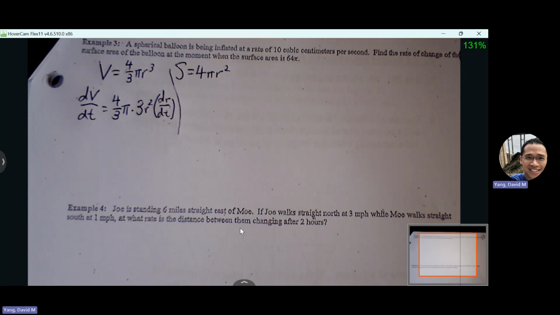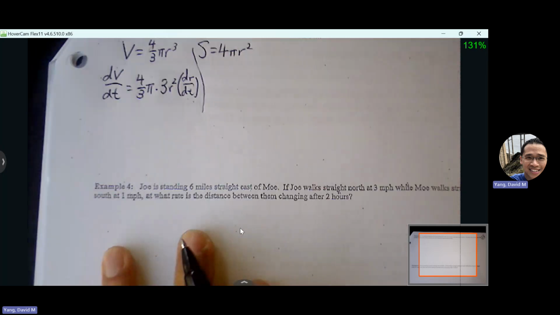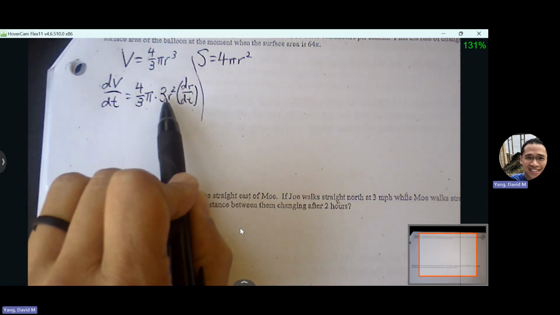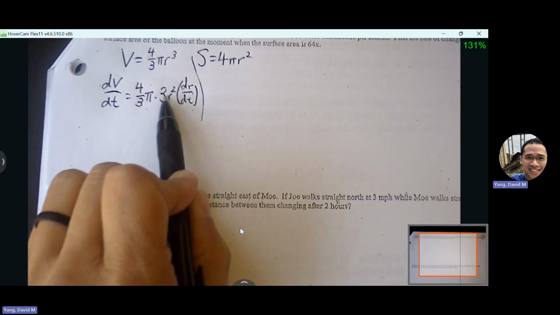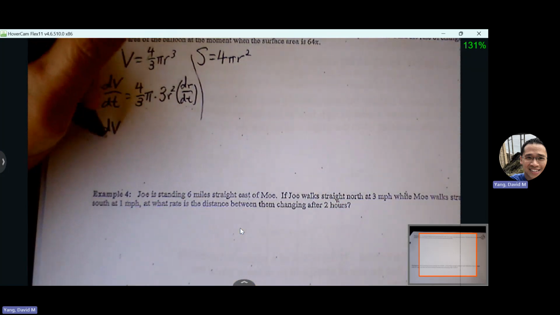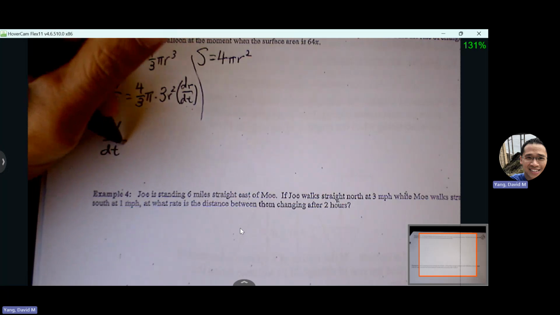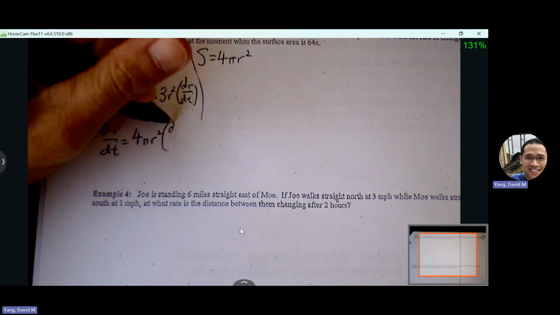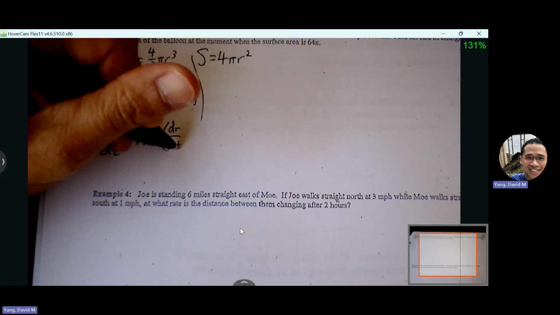All right, let me do some cleanup here so that we have an easier equation to plug in. I see a 3 in the denominator and numerator, so I'm just going to cancel these out, just to make my dV/dt a little cleaner to work with. So 4 pi r squared dr/dt. Okay.